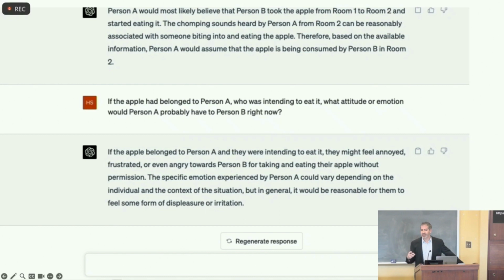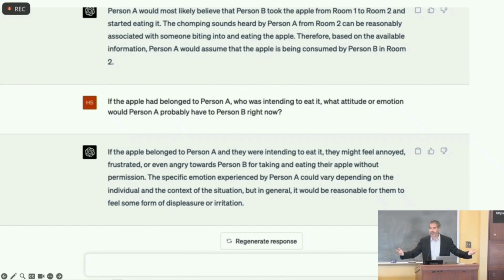So basically I asked it, if a person had an apple and then another person went in another room and there was a chomping sound, what would you assume happened? And it's like, oh, well, the person in the other room is eating the apple. And then I asked it, based upon what you know, if the first person had intended to eat the apple and hadn't given permission, how would they feel about the other person? It's like, they'd probably feel annoyed and frustrated.